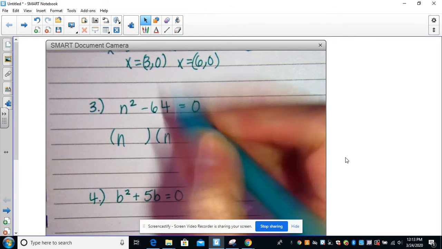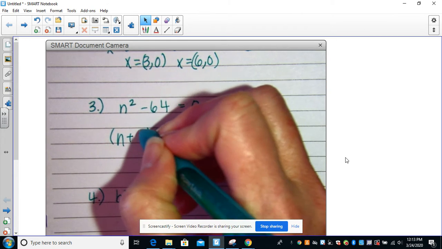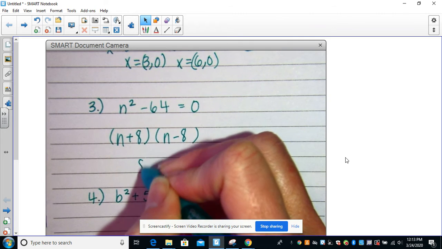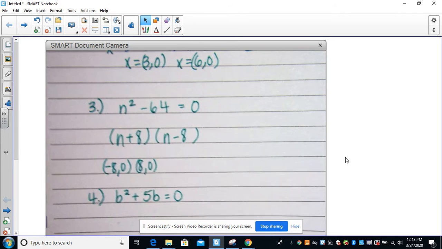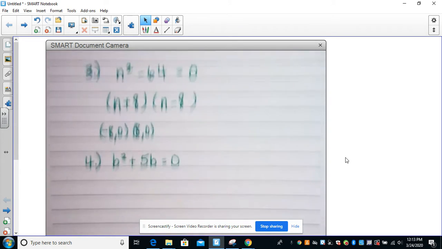We have an n and an n. One's got to be a plus and one's got to be a minus to cancel out the middle term. And the square root of 64 is 8. So when we set both of those equal to 0, we're going to get an 8, 0, and a negative 8, 0. Those are going to be your 2 roots once these two are set equal to 0.